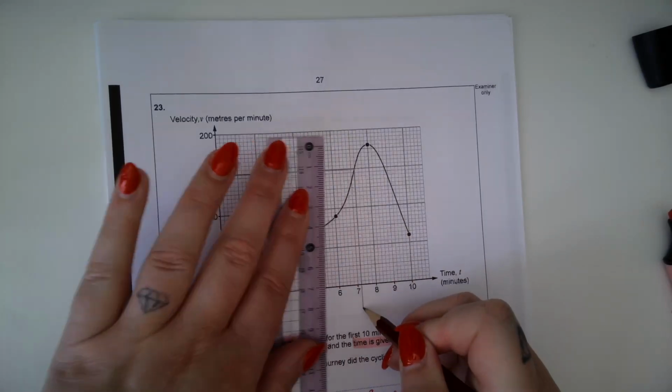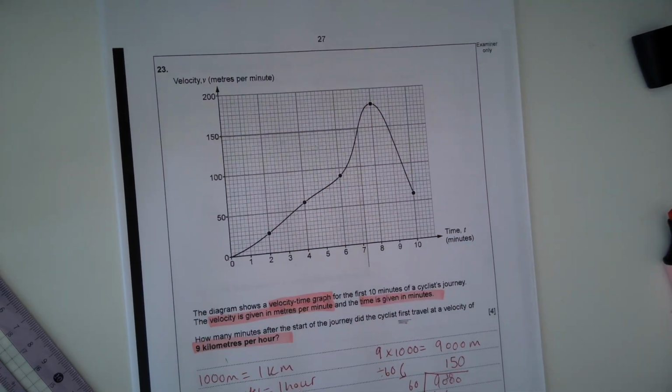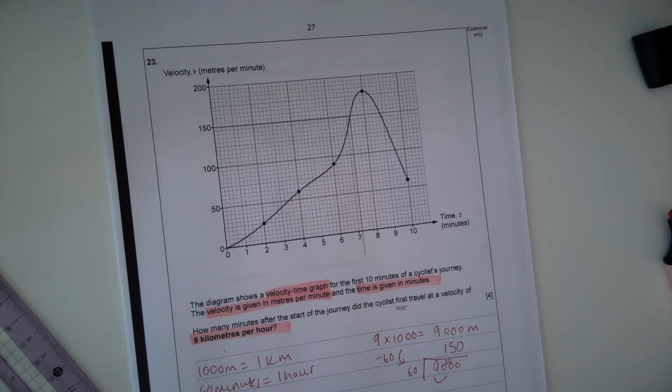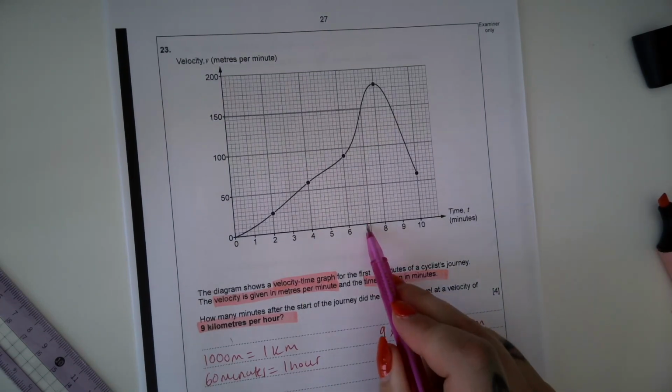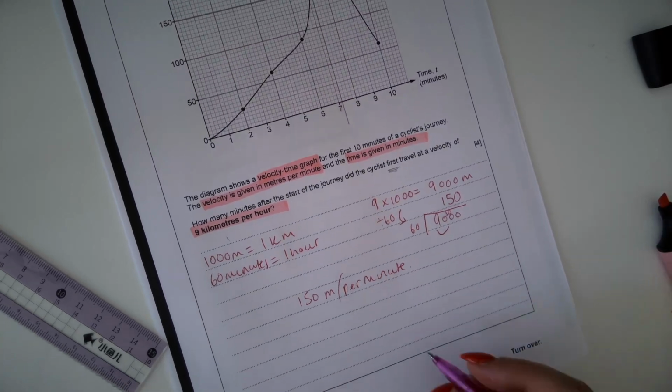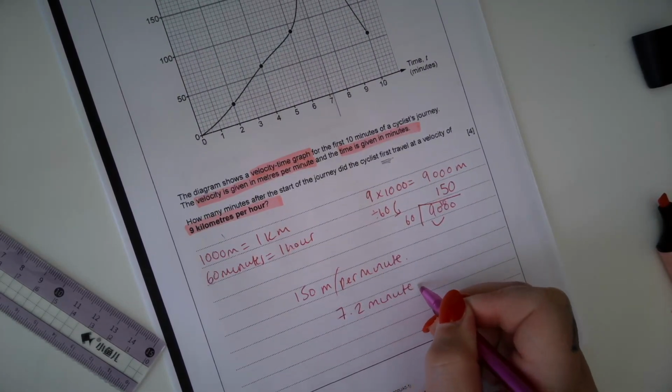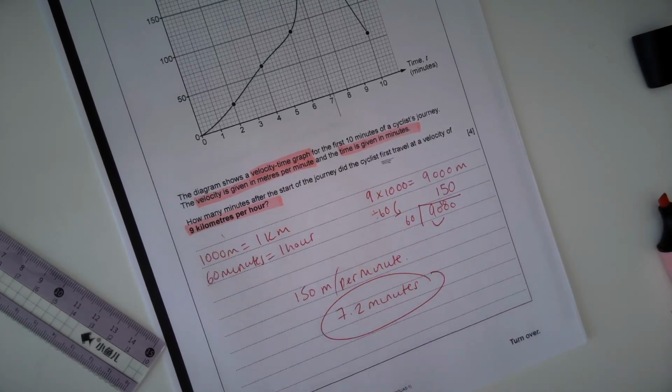And then I'm going to carry my line down and then I'm going to read across the scale. So from 7 to 8 is 5 squares, so it's 0.2 per square. So that's 7, that's 7.2. So it was 7.2 minutes after the start that they first travelled at a velocity of 9 kilometers per hour.